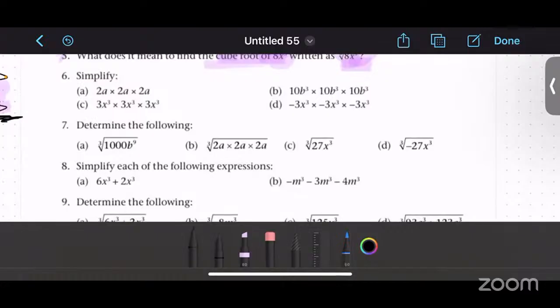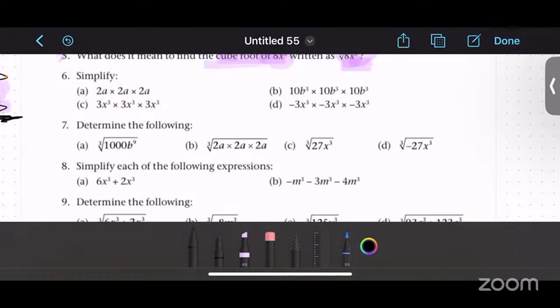Ma'am, I'm still waiting. What are you going to do in this case? How are you going to simplify this? Ma'am, is it going to be 8, 8a?